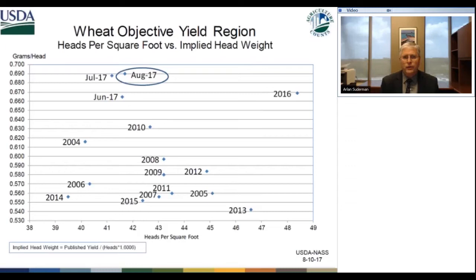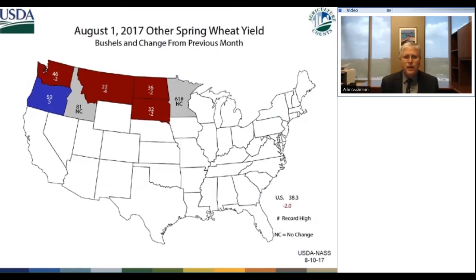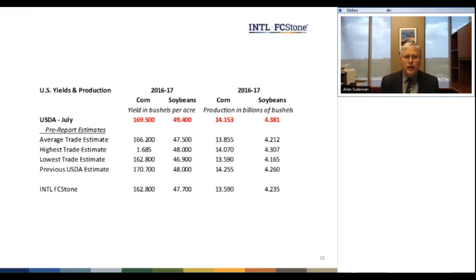Oh, excuse me, I stand corrected. This is total wheat, not just winter here. On spring wheat yield, we saw that the yield dropped in the Dakotas, Montana, and in Washington. It went up 5 bushels in Oregon, unchanged in Idaho and in Minnesota. Now, we'll talk about corn and soybeans.